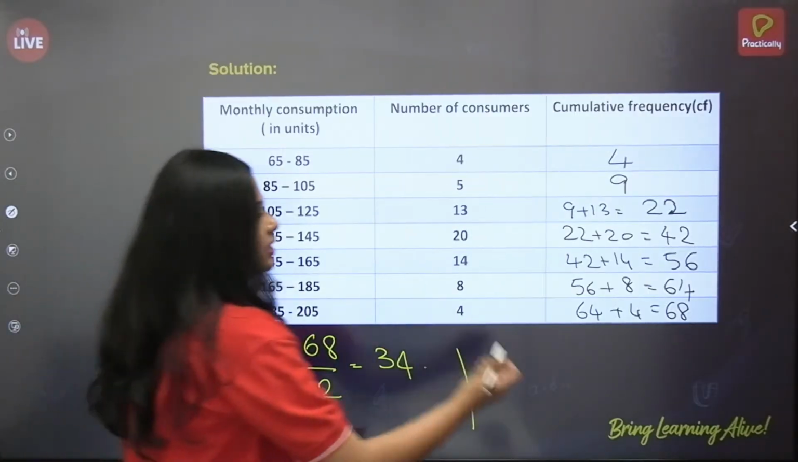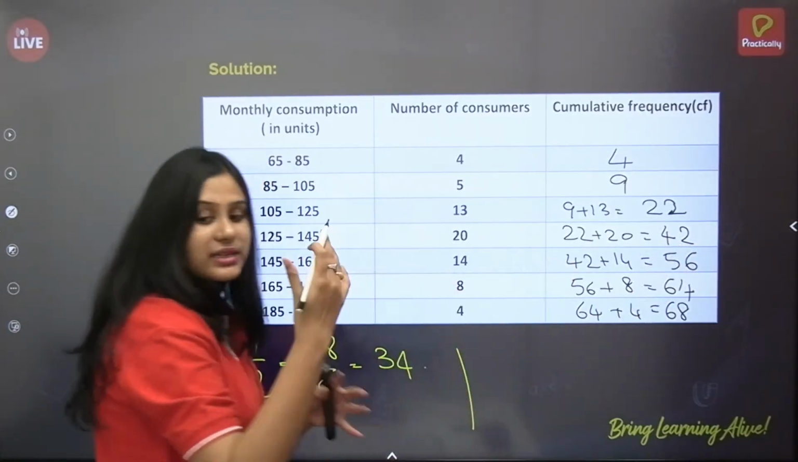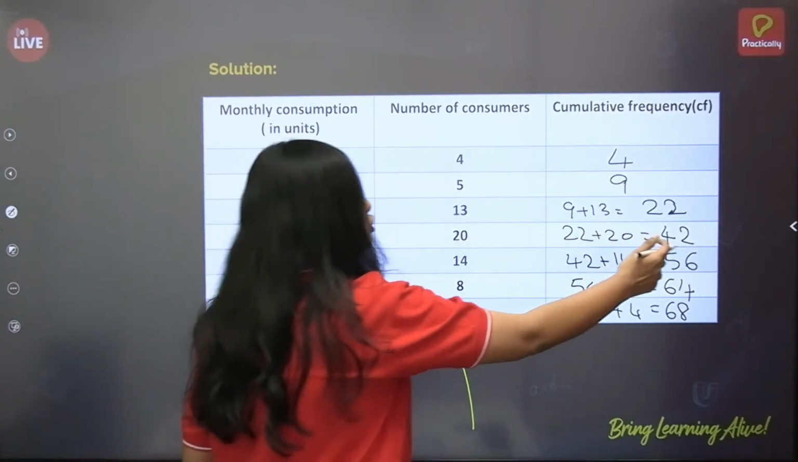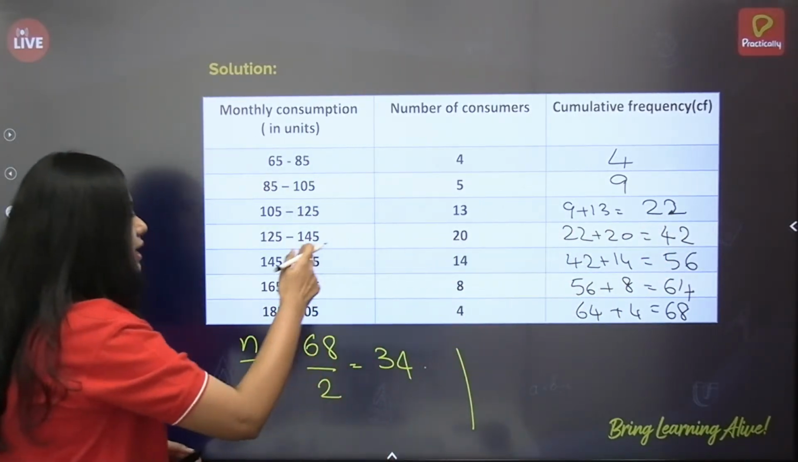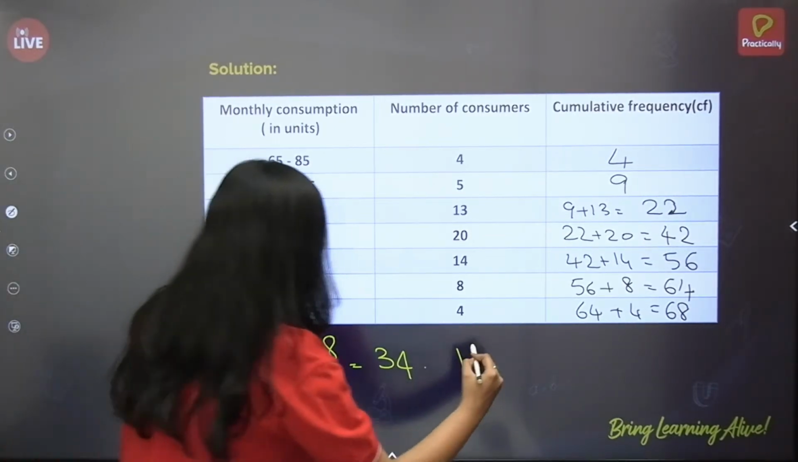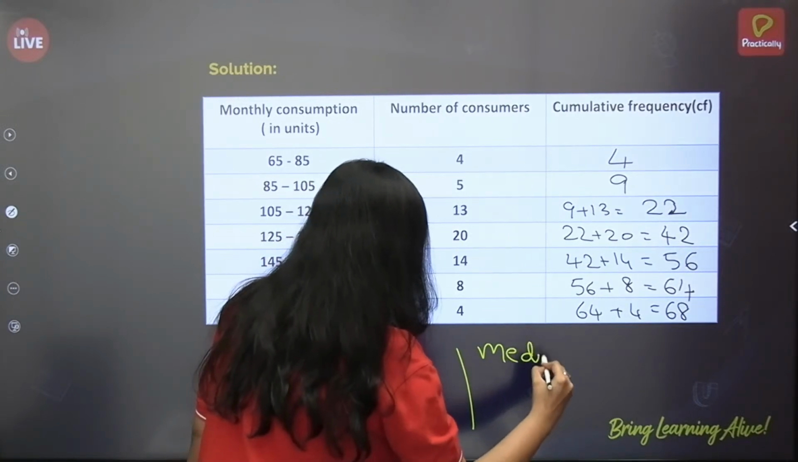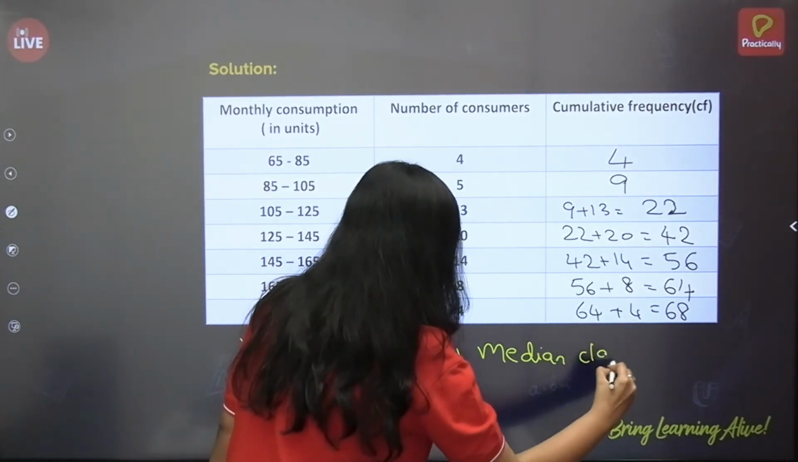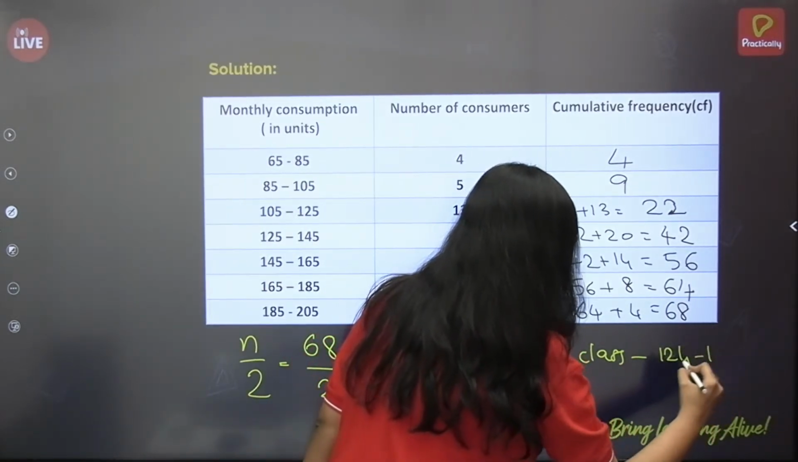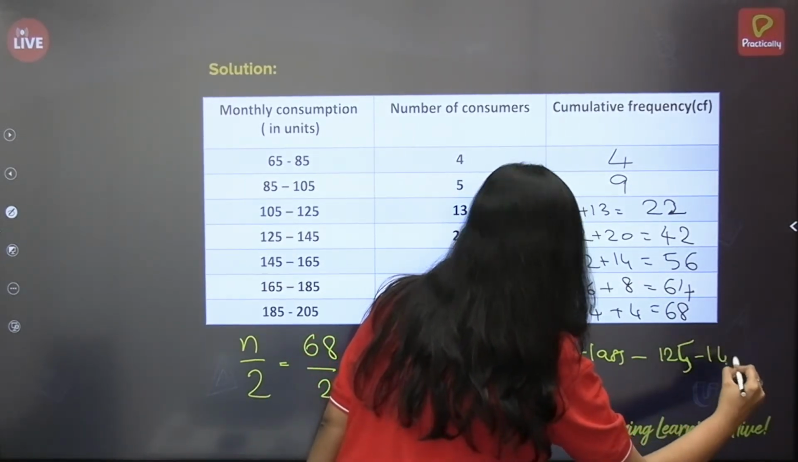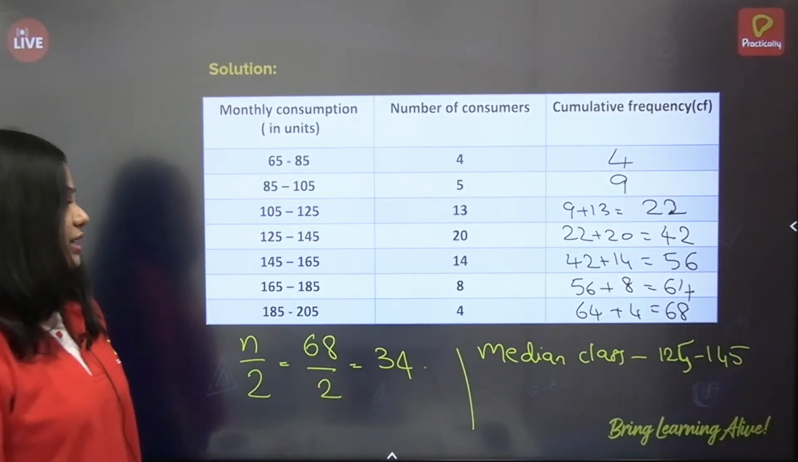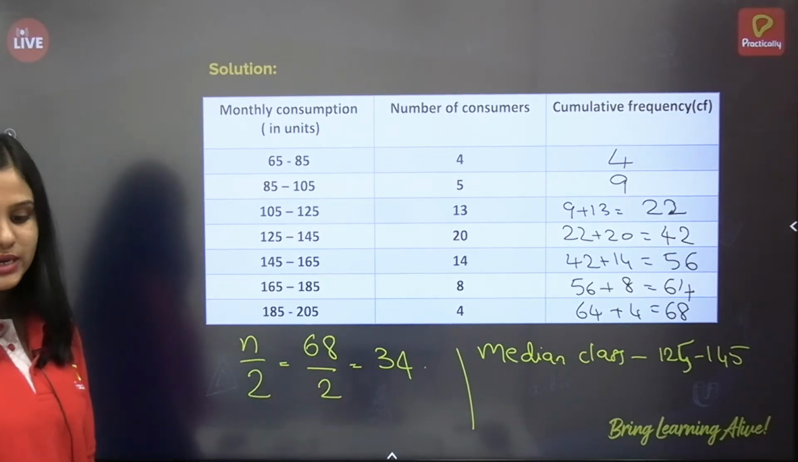42, right? 42 is greater than 34. It is also nearer to 34, right? So we have to check 42. So what is the median class? Median class is 125 to 145. Sorry, this is 125 to 145. Right? Very good. Now we have also got the median class.